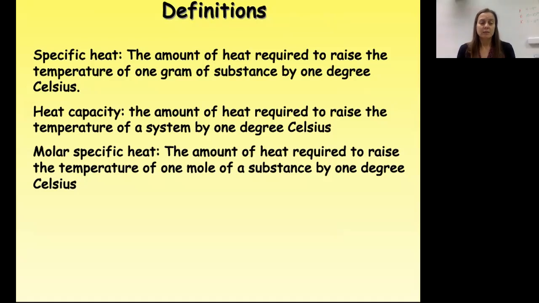Now, the difference between specific heat and heat capacity is that specific heat is talking about 1 gram of a substance. Heat capacity is talking about an entire system. So you might hear that the ocean has a really high heat capacity. We're not talking about per gram of water, but the ocean itself. And we also have a unit called molar specific heat, where it's the amount of heat required to raise the temperature of 1 mole of a substance by 1 degree Celsius instead of 1 gram of that substance. And so in order to convert from specific heat to molar specific heat, you would simply multiply by molar mass.